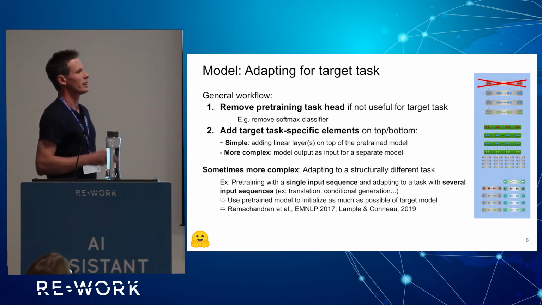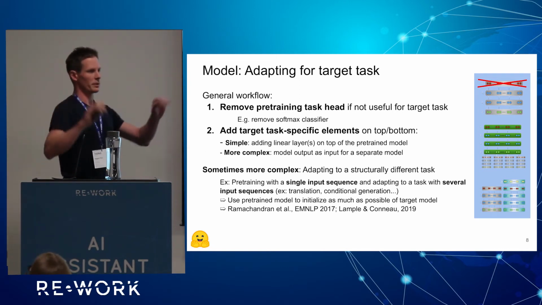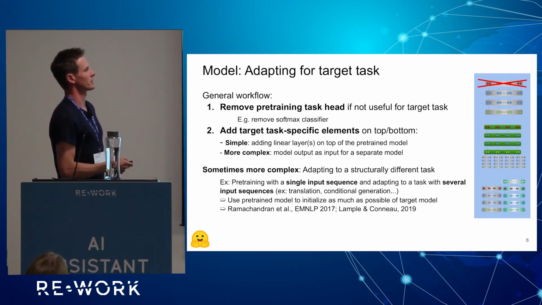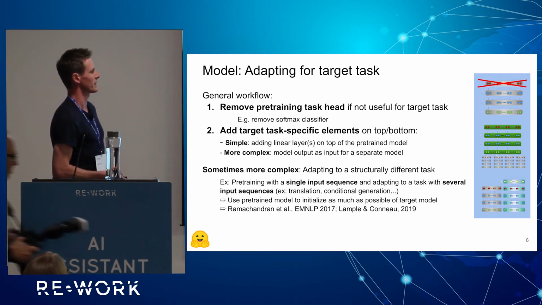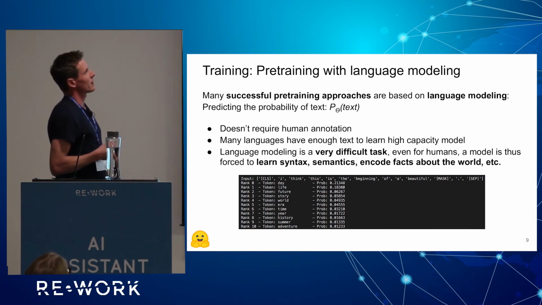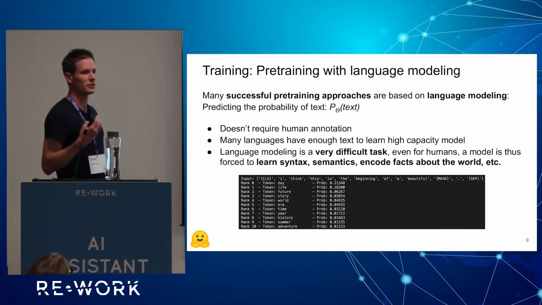It can be very complex for complex tasks. For instance, if you have trained a model on language modeling on one language and you want to use it for translation, you have to switch between these two languages. Then you will have to initialize as much as you can from the pre-trained weights, but you can't initialize everything. So you can have very complex adaptation, but it depends on what you're doing.